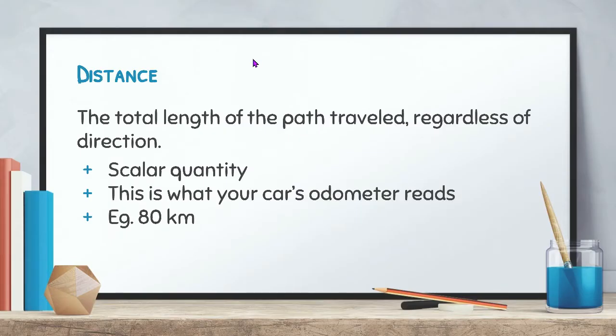All right. So distance is the total length of the path traveled regardless of the direction. Because we're not focused on direction, distance is a scalar quantity. It will not have direction involved in it. This is what your car odometer reads. So like if you're going 80 kilometers per hour, I guess I didn't put that per hour part, which is not that fast. Or you traveled 73 miles.